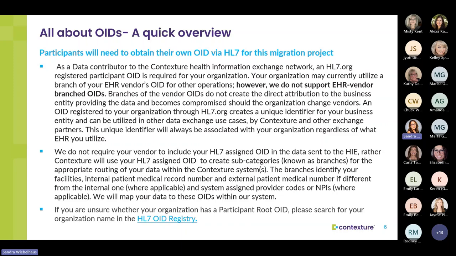If you're unsure whether your organization has a participant root OID, you can search on the HL7 OID registry. If you have an OID and maybe the person that applied for the OID is no longer there and you need to manage the OID, there's also a section in the actual HL7 OID registry where you can change and edit an existing owner for that OID that got registered.